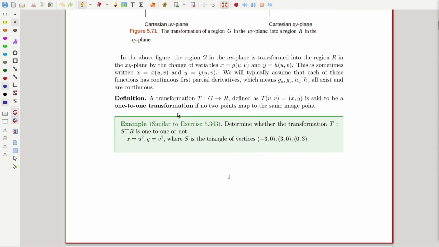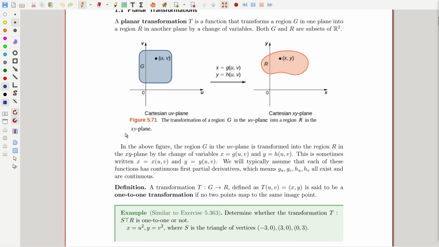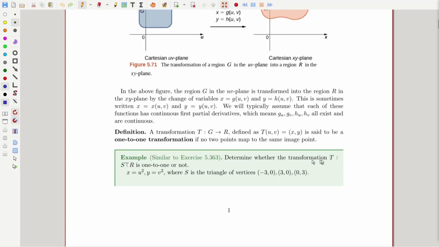That's weird. What is that supposed to be? I think that's just a typo. T going from G to R is what it should say. I'll just say T going from G to R.